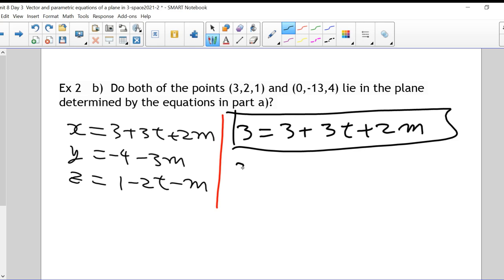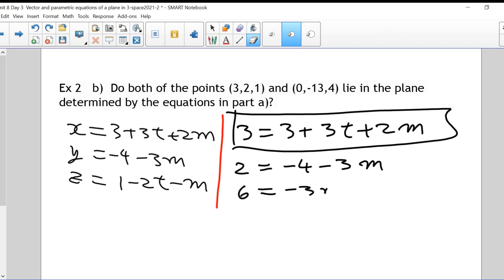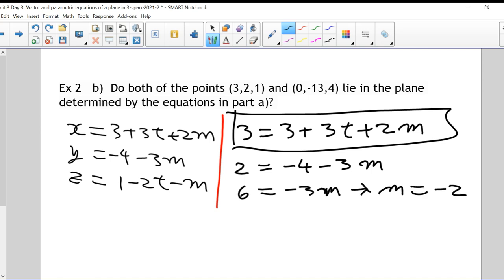So in this case, we're saying that 2, which is the y value for the first point, is equal to minus 4 minus 3m. Okay, and I'm going to add that to the other side, so hopefully everybody is okay with that. And then I'm going to add the 4 on the other side, which gives me 6 is equal to minus 3m, which means that m is equal to minus 2. Okay, and now we can come back to the first equation, the one that's in the box, and we should be able to solve for our t.